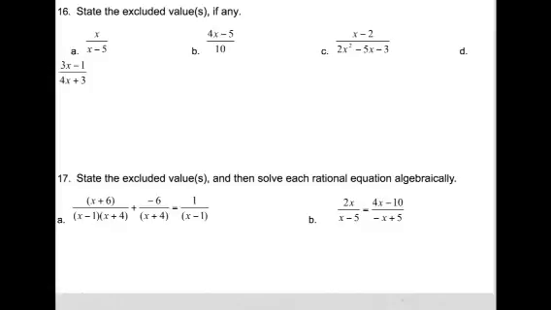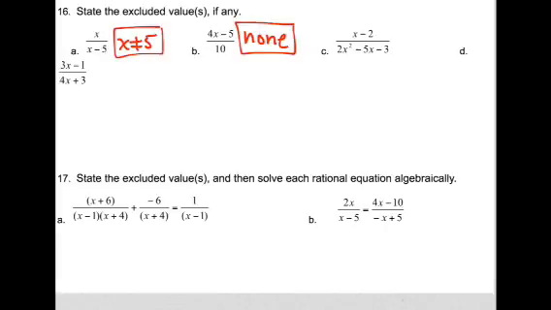For number 16, they want you to state any excluded values. So basically an excluded value is a value that makes the denominator equal to 0. So for problem A, the only thing that makes the denominator 0 is if x is 5, because 5 minus 5 is 0. So you would have to say x cannot equal 5. For B, notice there's no x in the denominator, so no value of x will make the denominator 0. So this one you would say none.